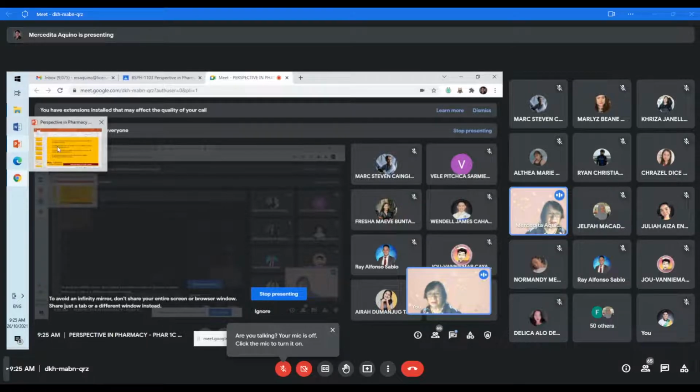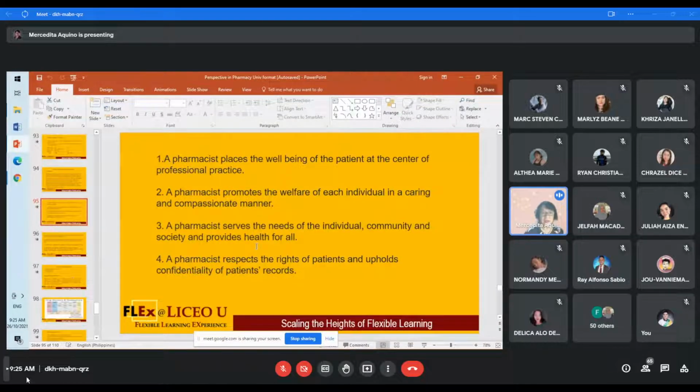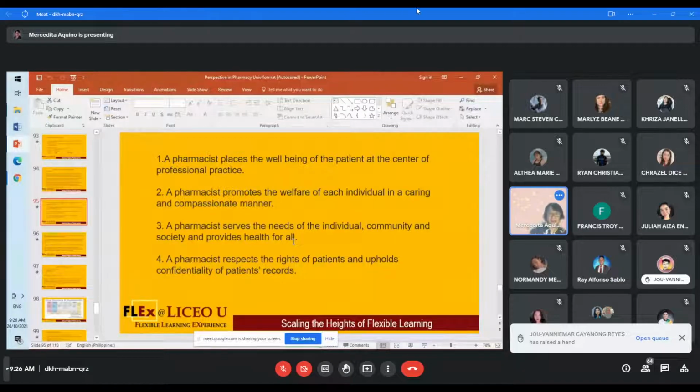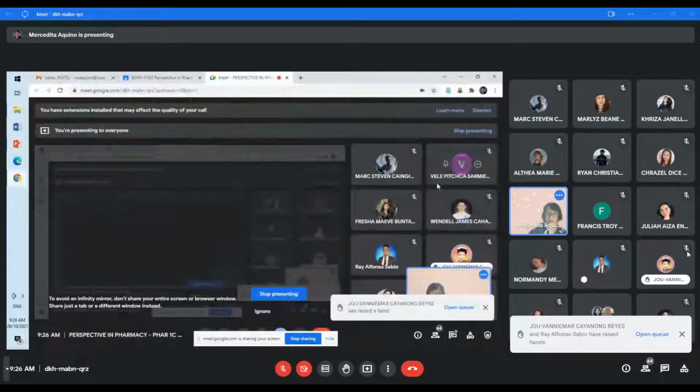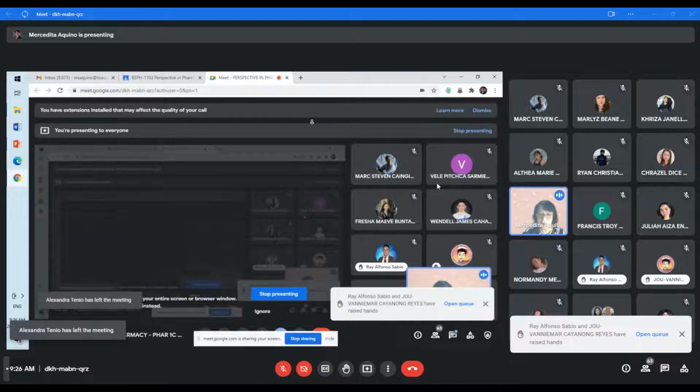I hope I can hear from the rest of you. The third one: a pharmacist serves the needs of the individual, community, and society and provides health for all. A pharmacist serves the needs. Any comment or any insights for this? The pharmacist serves the needs of the individual, community, society, and provides help for all. Can I listen from the others? If nobody raises a hand, I will be asking from the rest. Another hand, please.